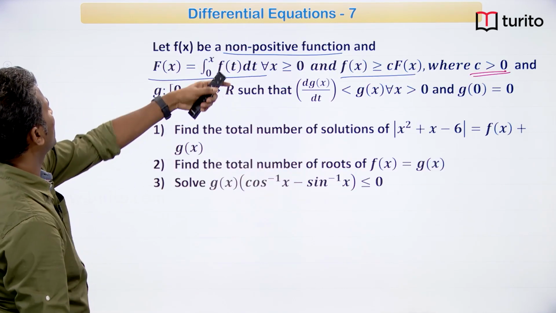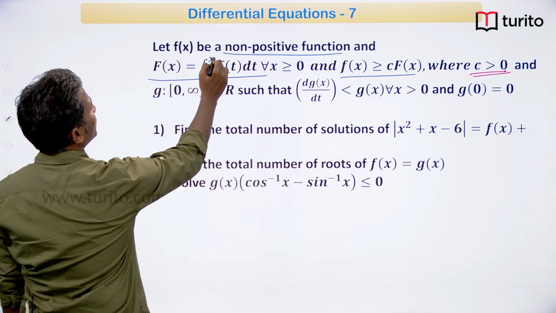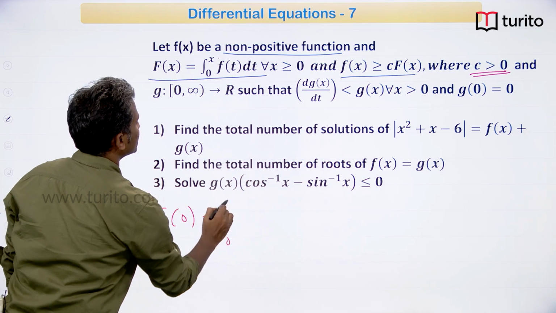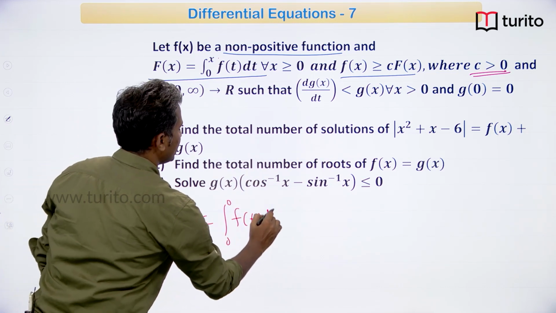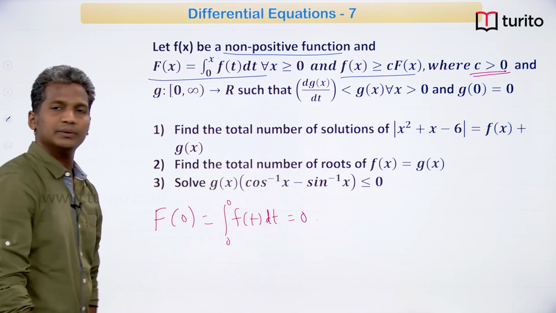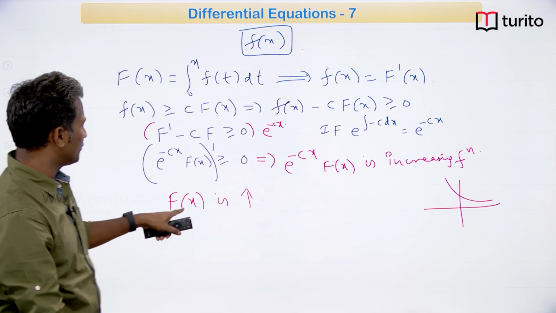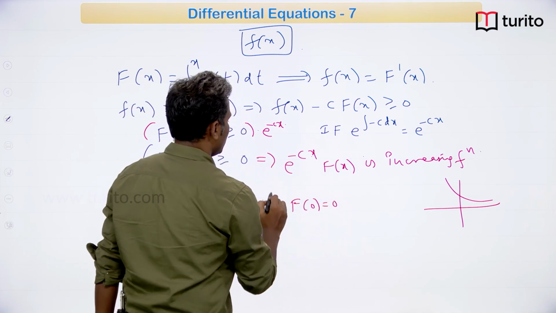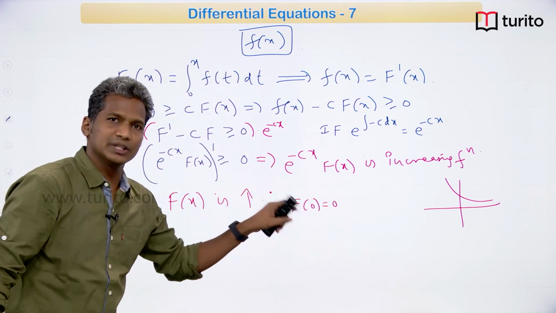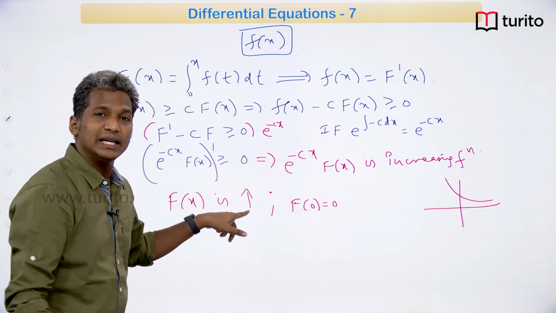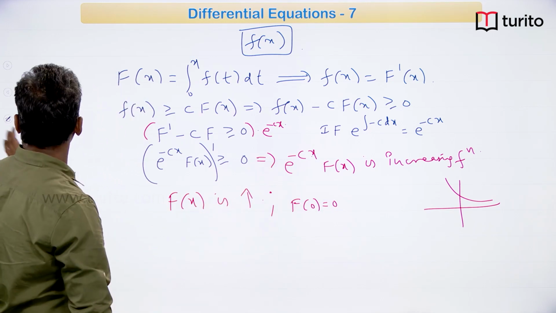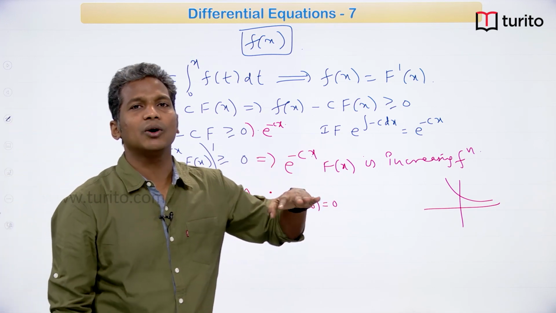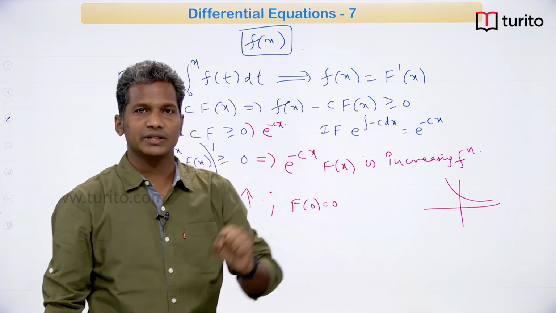Now let's look at the other values given. Here if I put x equal to 0, what do I get? Capital F of 0 equals the integral from 0 to 0 of f of t dt. This will be 0 only, right? So capital F of 0 is 0, okay? Capital F of 0 is 0, and after that it has to be increasing, okay? So what is the meaning of increasing here? It could be either a constant or strictly increasing, one of them is valid.